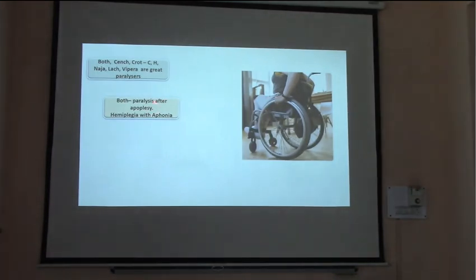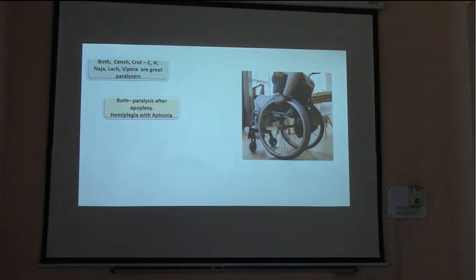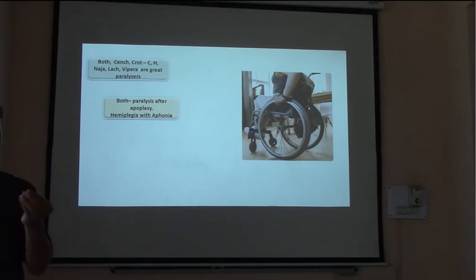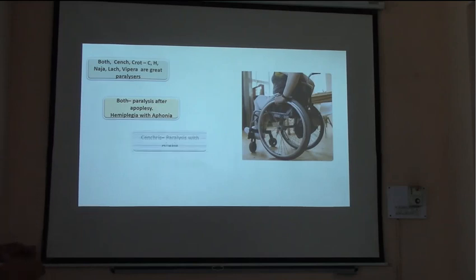Now, Bothrops, paralysis after apoplexy. What is this? Paralysis after apoplexy means stroke, CVA, cerebrovascular accident. So, paralysis after apoplexy, hemiplegia with aphonia. So, they have issues with speech. The larynx might be affected and they might have issues with speech.